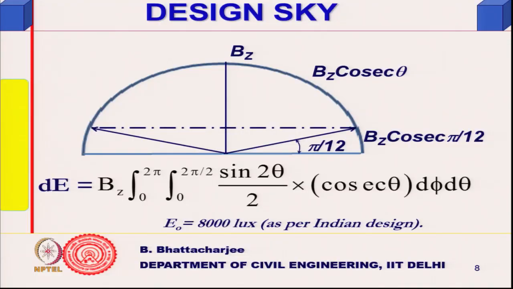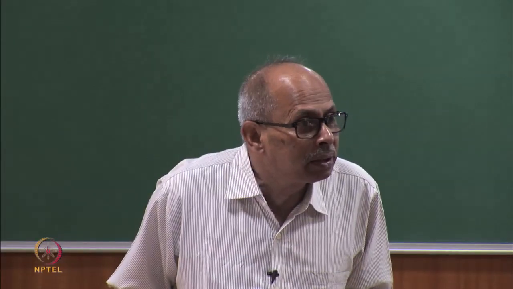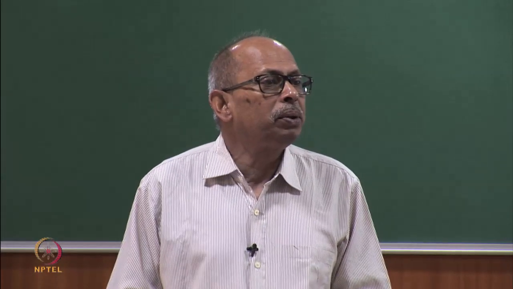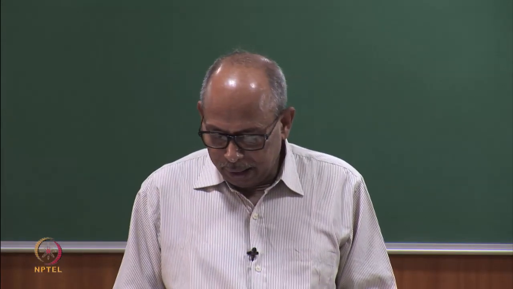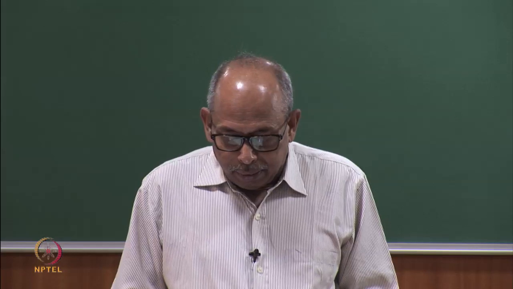In other words, you can get an idea about the Bz from this, 8000 divided by 2 pi. They just obtained this, and that is what it is.